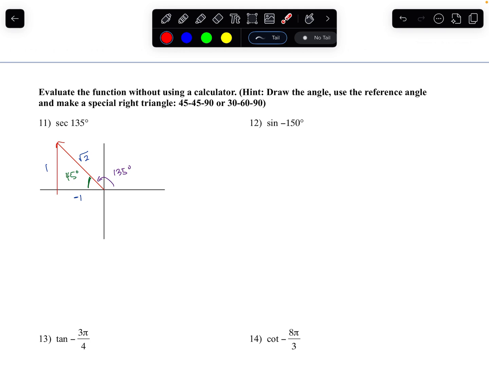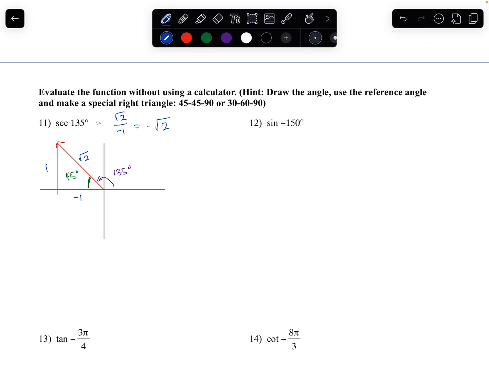And all we want to do is evaluate secant of 135. Well, secant is the reciprocal of cosine. So what would cosine of this angle be? Cosine would be -1 divided by √2. Secant is the reciprocal of that, so secant is going to be √2 over -1, or you can just simply say -√2.